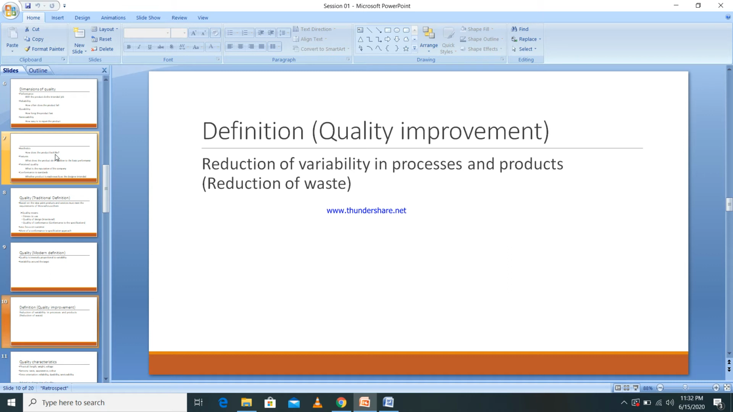So if you want to improve the quality, since quality is inversely proportional to the variability of the target value, what we have to do is somehow reduce that variability. So quality improvement means the reduction of variability in processes and products. Alright, so we need to reduce the variability in the process and the products if we want to improve the quality, right? That is what it means: we have to reduce the wastage in the process in order to reduce the variability. That's how we can improve the quality.